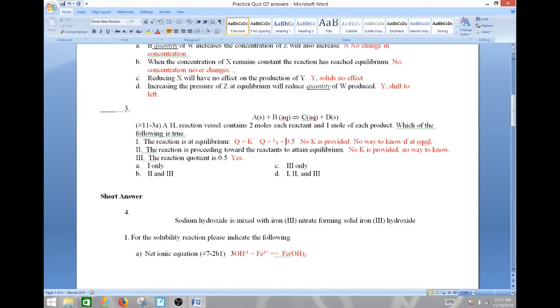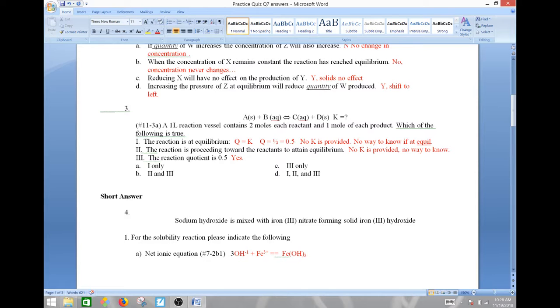Which of the following is true? Number 1, the reactant is at equilibrium. Now, this is a problem which has a little bit of missing information. I could put K equals question mark up here, and that might be more helpful. But in some sense, we don't know where our K is. We don't know if we're going to shift to the right or shift to the left because we don't know an endpoint. So the answer is no. We don't know K, so we don't know which way we're going to go. We don't know if this 0.5 is going to get larger or smaller.